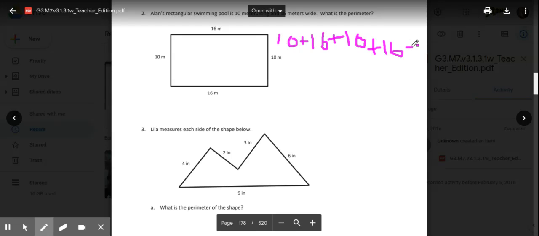What does that equal? Make sure that when you write your answer, you include meters. You can have a blank where you fill in what the perimeter is and then meters next to it, or you could write it in a sentence. The pool has a perimeter of whatever your answer is, meters. Please pause the video to answer the question.